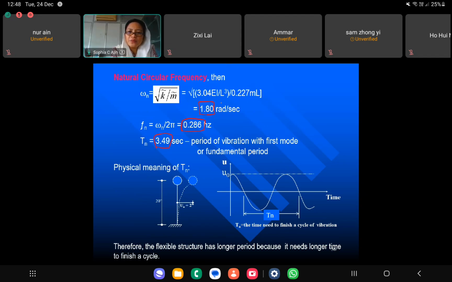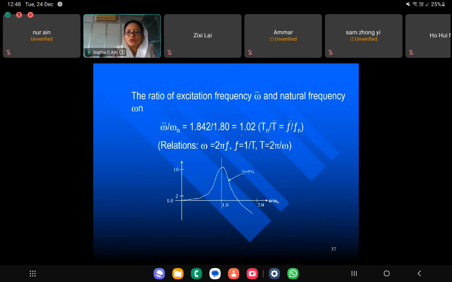Now you compare this with the one that you get from the vortex, and then you can get the ratio of 1.02. So 1.02 is very close to the beta equal to 1.0, the resonance. Then this way you can say that based on this one, it is sensitive to vortex excitation.